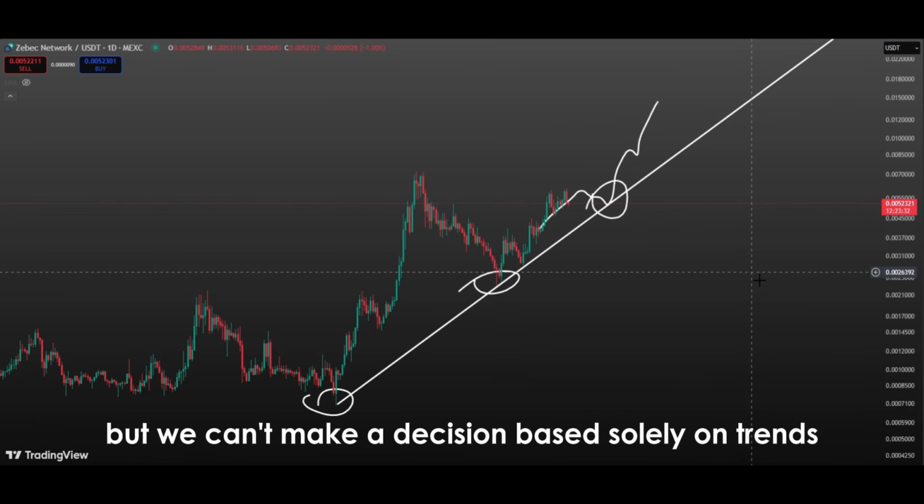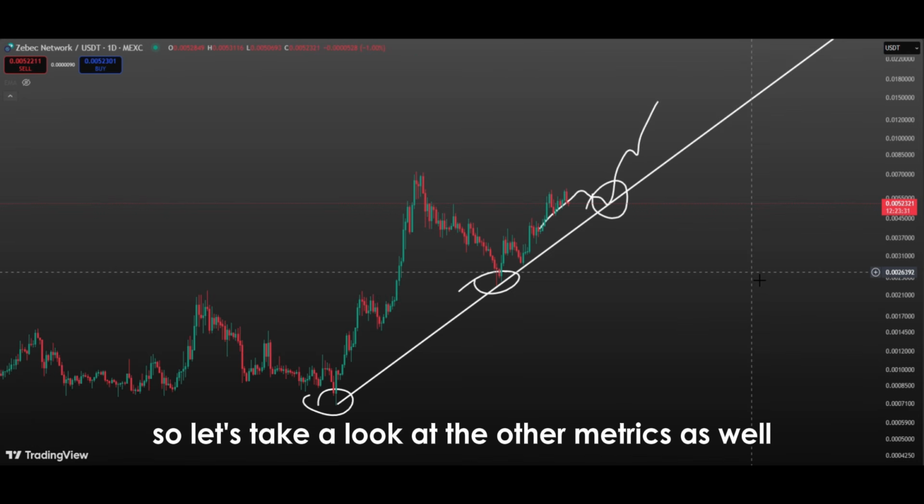But we can't make a decision based solely on trends, so let's take a look at the other metrics as well.